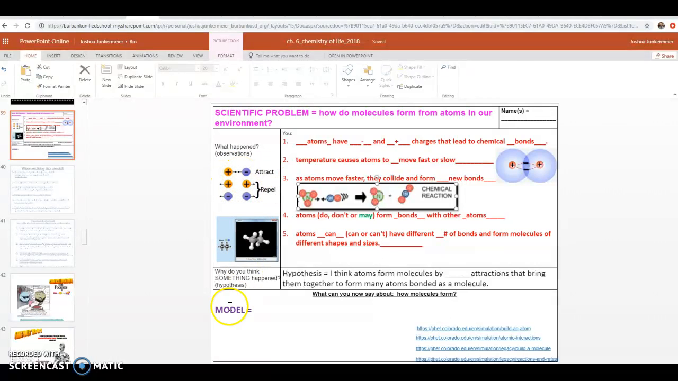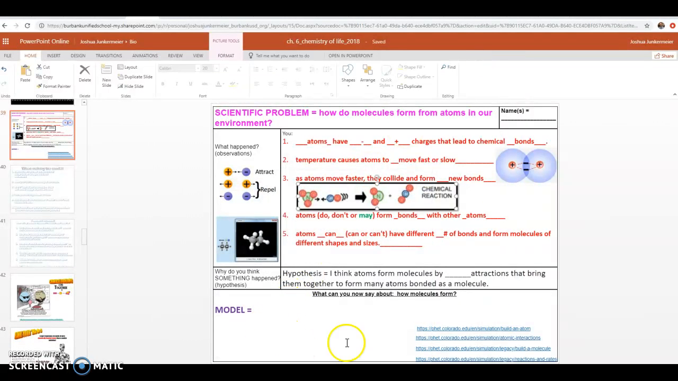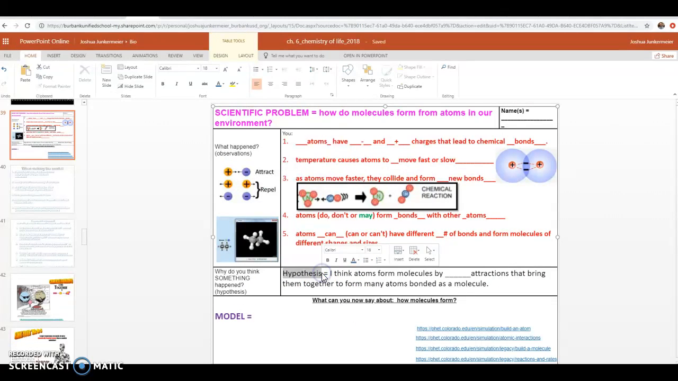Even the computer model that we did right here, this is a computer model showing atoms bonding. Notice it doesn't show charges, it doesn't show them moving. Not all models can show everything. Each model has its own purpose. Your model just needs to be something based on this hypothesis, and it is a way to answer this question. So your model is going to answer this question, this problem, and represent your hypothesis.